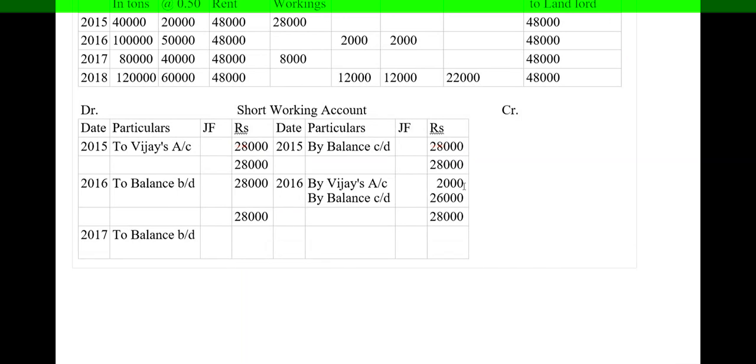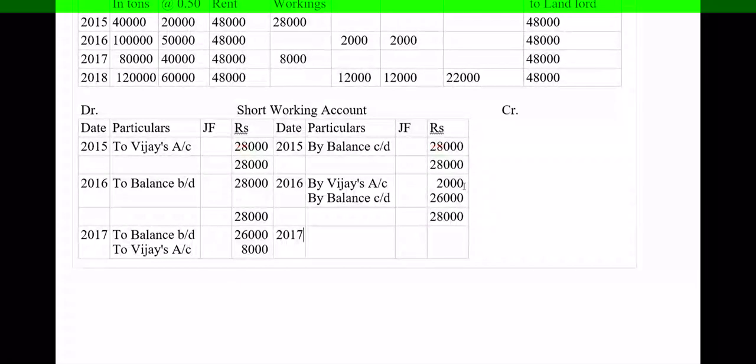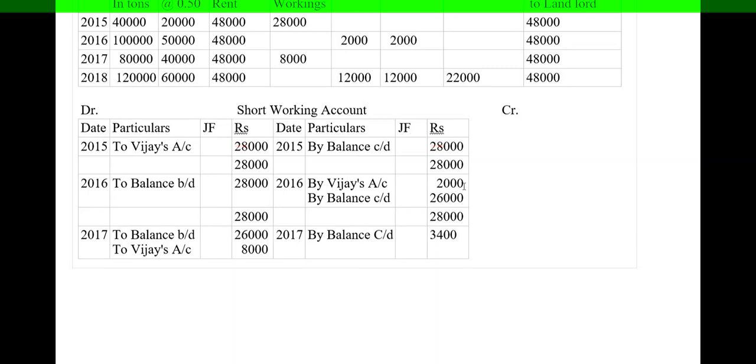So when there is a short working, then the entry will be short working account debit to Vijay's account. So to Vijay's account here. So now the opening balance here is 26,000 plus this 8,000. So at the end of 2017 we have got by balance carried down 34,000. Now let's take the total here, 34,000.